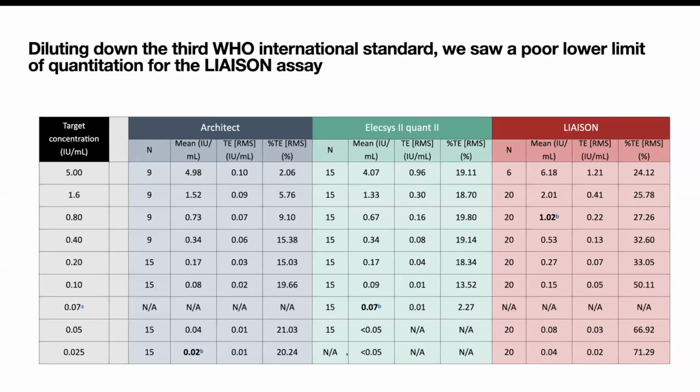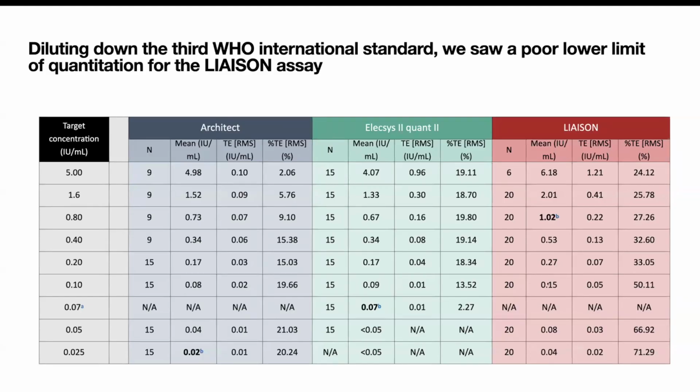The Elecsys, it's hard because it doesn't return a value less than 0.05, because that's its claimed analytical lower limit of quant, so it doesn't return a value, so it's really hard to verify below that level, but it basically confirmed around the level that you would expect for it. With the Liaison, we saw a number of values that were greater than 30%, and so we actually confirmed a much higher limit of quant here at around 1 IU per mL. These are subtly above 30, so you could see something that's higher than that.